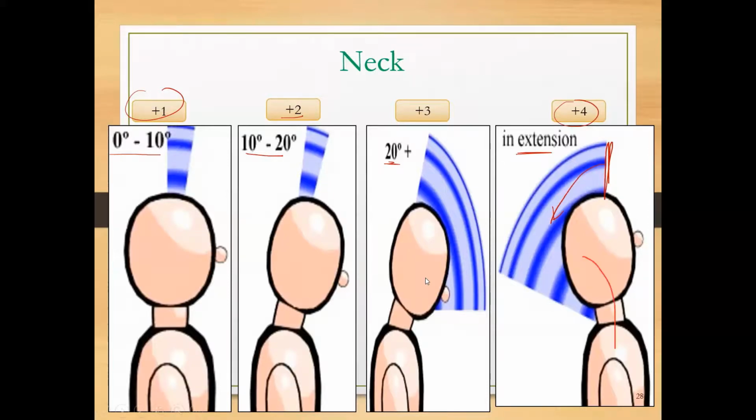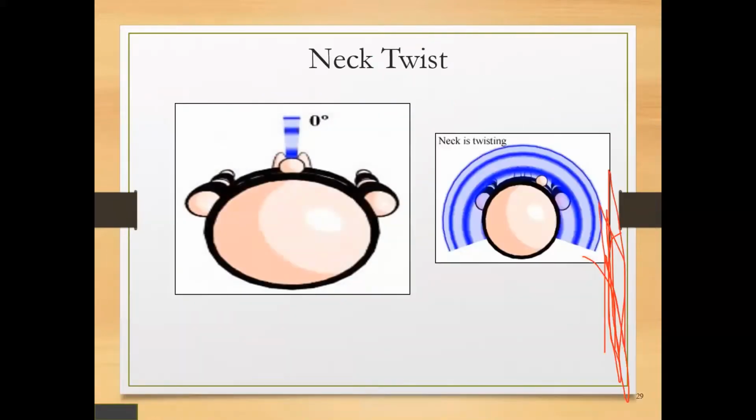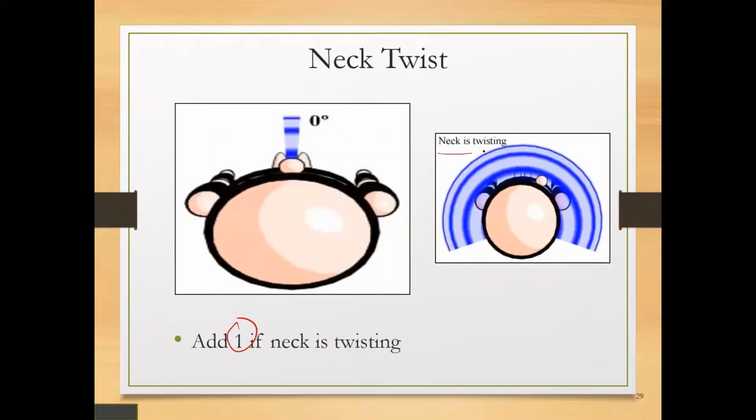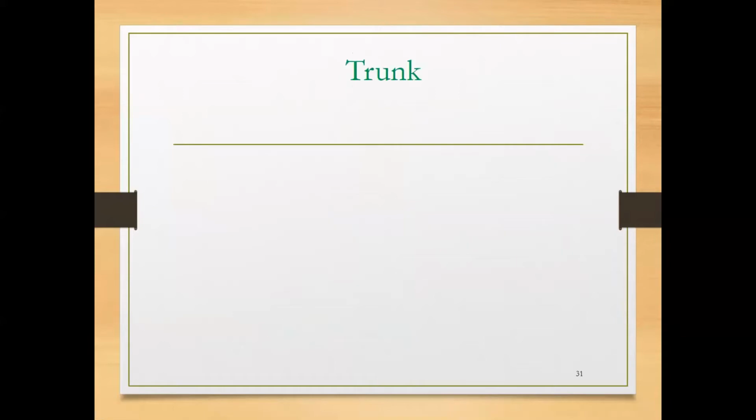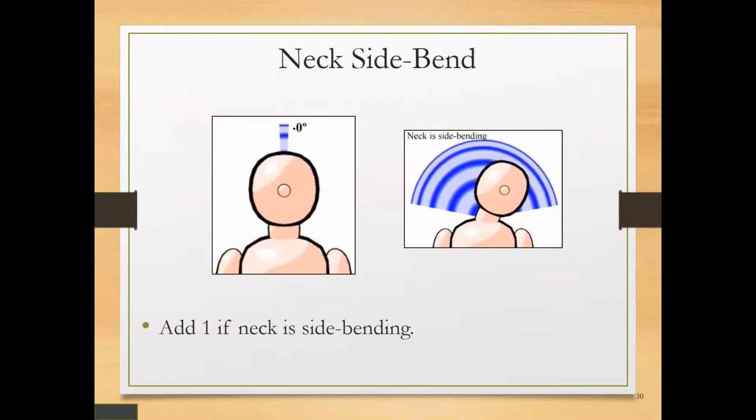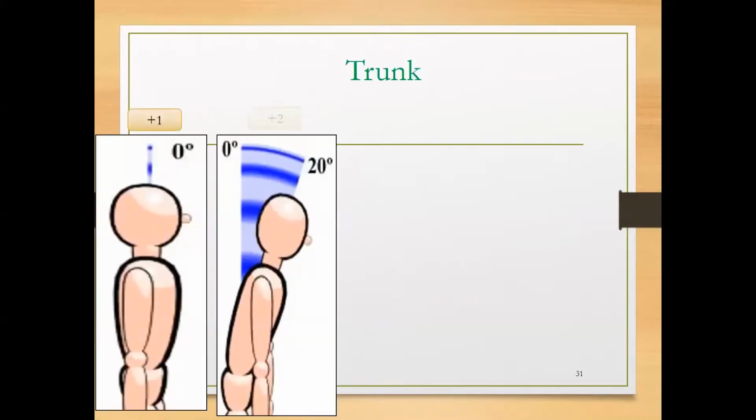So these are the movements of neck in the medial plane, then neck twist in the transverse plane. So we will add 1 if there is twisting of the neck, whatever is the angle of twist in the transverse plane. And for neck side bending, that is in the frontal plane, if there is no side bending, there will be no added score, but if the neck is side bending, we will add 1. So neck can also have a maximum score of 6. 4 for movement in medial plane, maximum 4, 1 for twisting, and 1 for side bending. So maximum score can be 6. Same concept applies to the trunk.